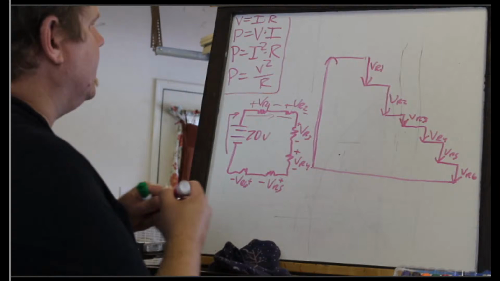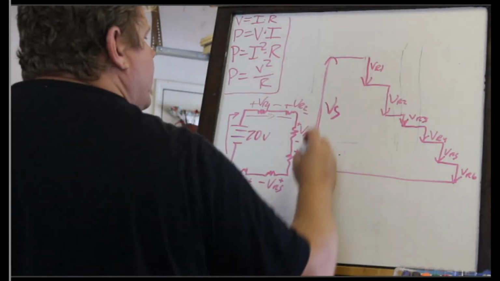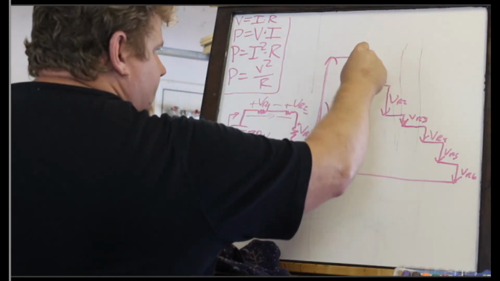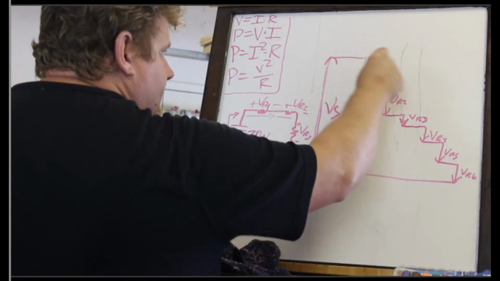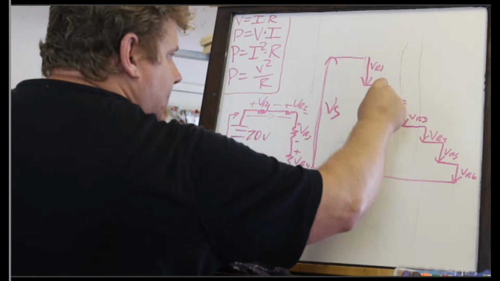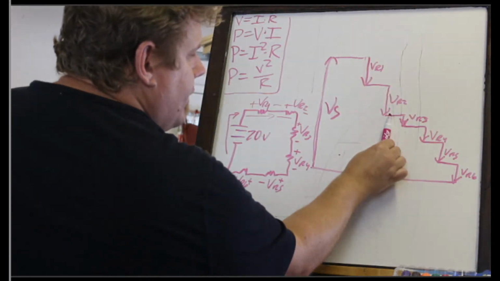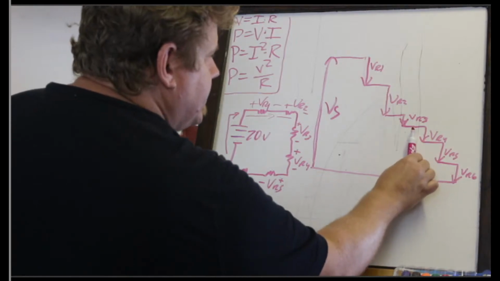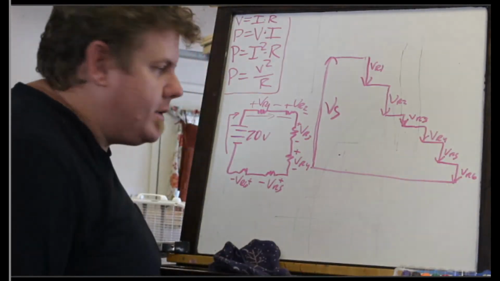I like this illustration because I have this many volts available. The voltage of R1 takes this much, so I have now this much available. R2 takes that much, and so now I have this much available. And then R3 leaves me with this much, and so on until you're down to 0. Okay?